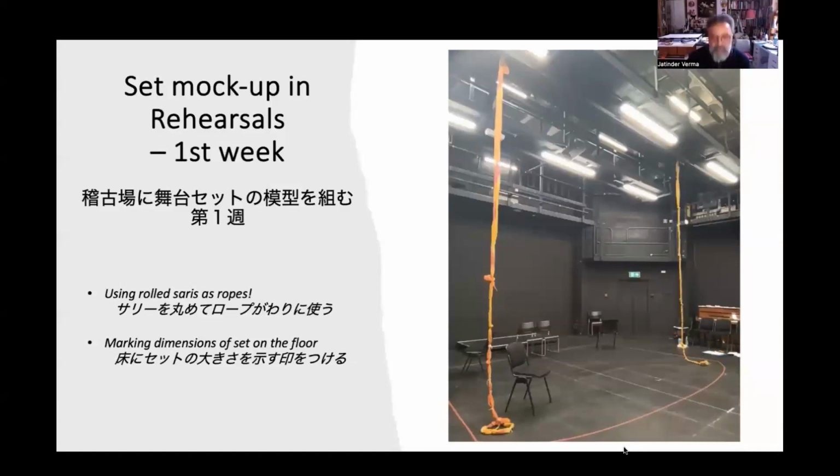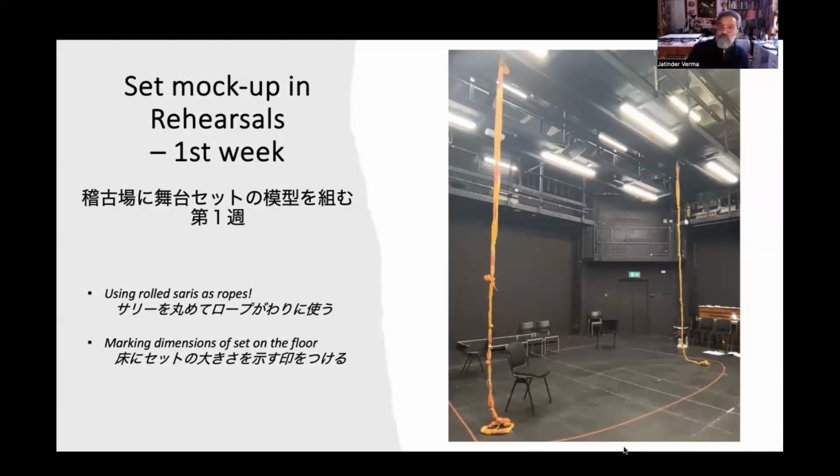So at the very beginning, on the first day, after the first reading, Claudia then showed everyone in the room, which is the actors and the stage management, what the design looked like, the set design and the costume design. And then the stage management created a mock-up in the rehearsal room.